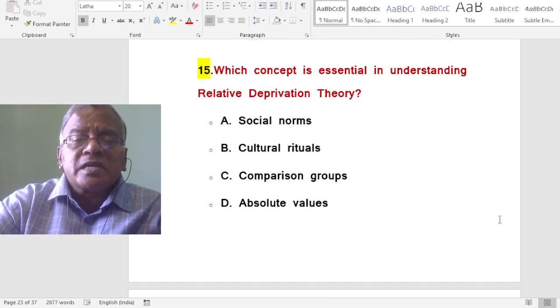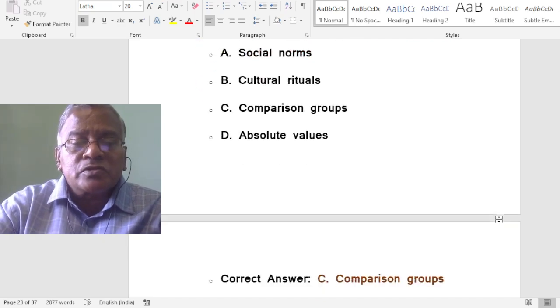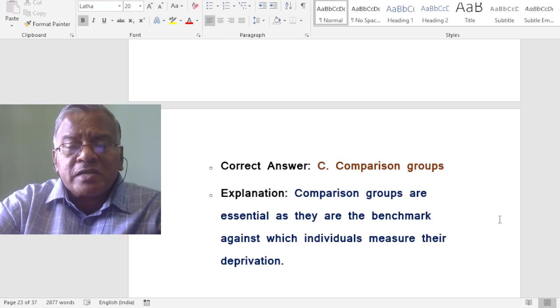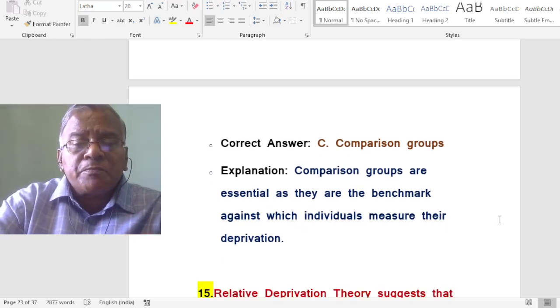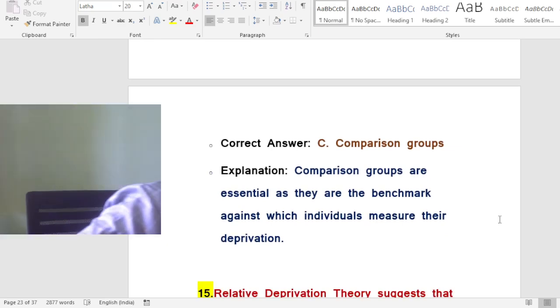Which concept is essential in understanding relative deprivation theory? A. Social norms. B. Cultural rituals. C. Comparison groups. D. Absolute values. So that is comparison groups. Comparison groups are essential as they are the benchmark against which individuals measure their deprivation.